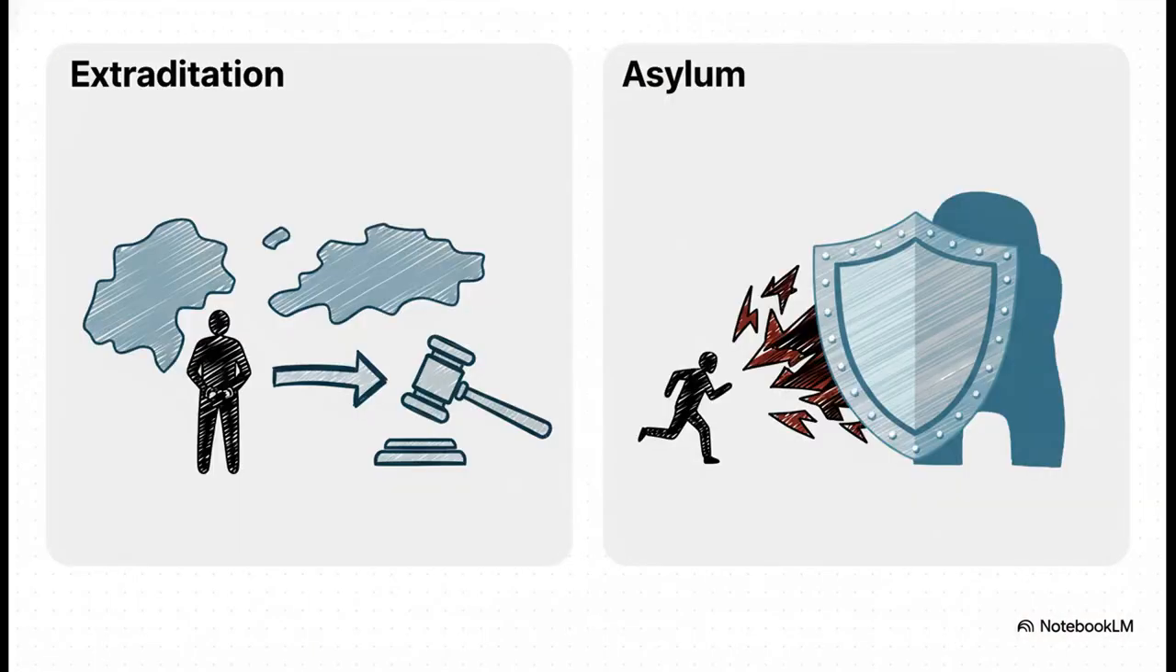Now, sometimes breaking the rules involves people crossing borders. And this brings up two concepts that get mixed up all the time: extradition and asylum. So, what's the difference? Well, extradition is the formal process where one country agrees to send a person back to another country to stand trial for a crime. Asylum, on the other hand, is about protection. It's when a state gives shelter to someone who's fleeing persecution. So one is about criminal justice, the other is about humanitarian safety.